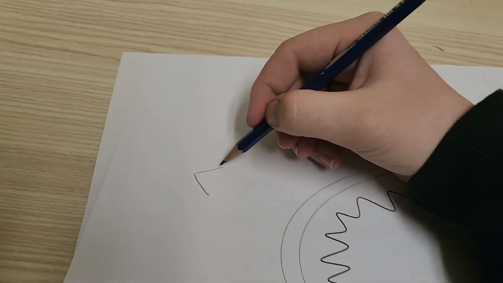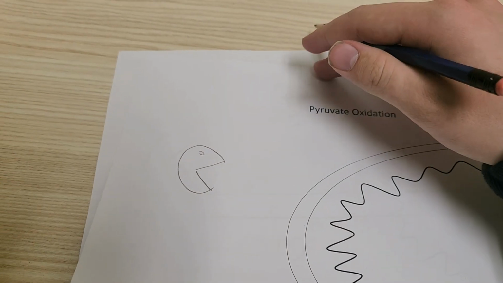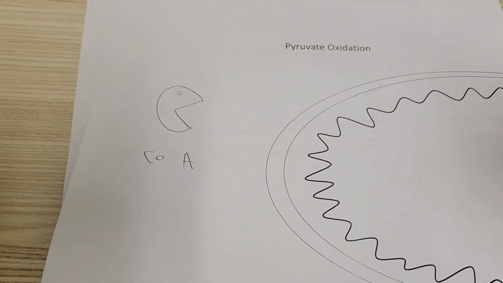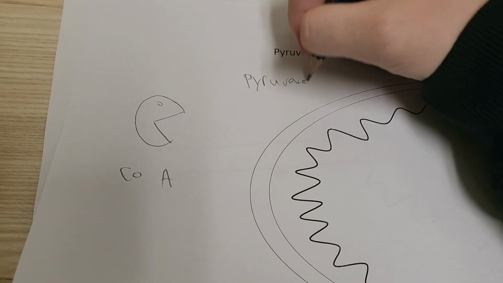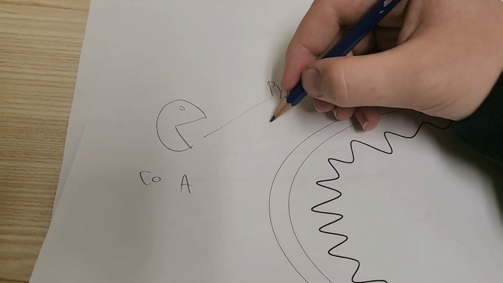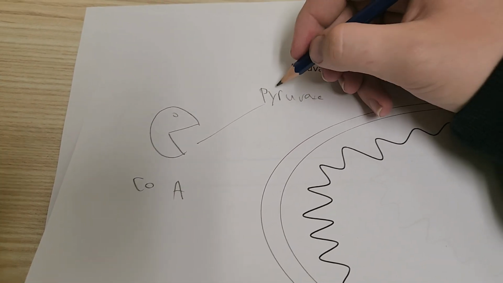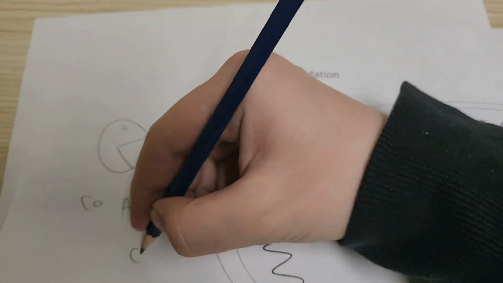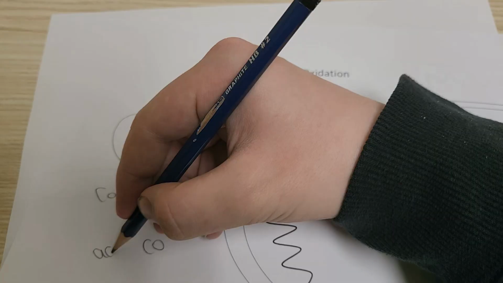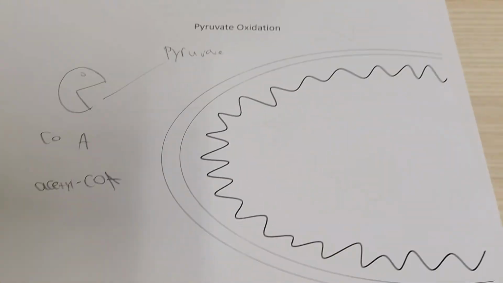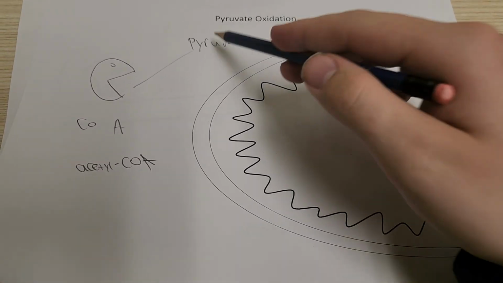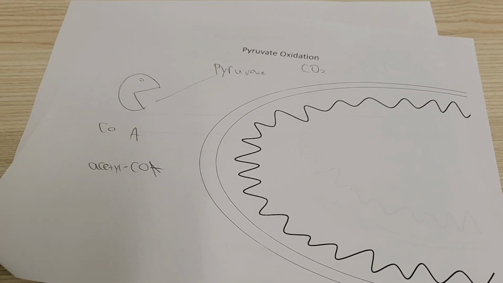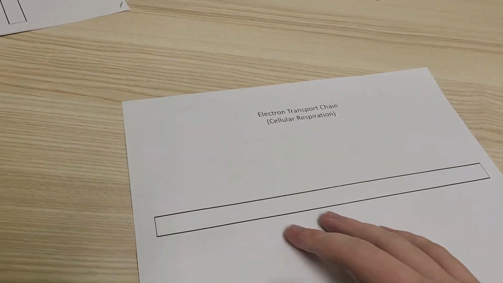So pyruvate oxidation has this little enzyme here, which is one of the only enzymes in this process that we actually know the name for, well, I actually know the name for, which is coenzyme A. So pyruvate comes down, and it's split by coenzyme A into acetyl, from pyruvate to acetyl, right? And then acetyl and coenzyme A mix, which makes acetyl-CoA, which is important. And with each instance of pyruvate turning into acetyl-CoA, CO2 is released, hence, because we produce carbon dioxide when we breathe out, so yeah.